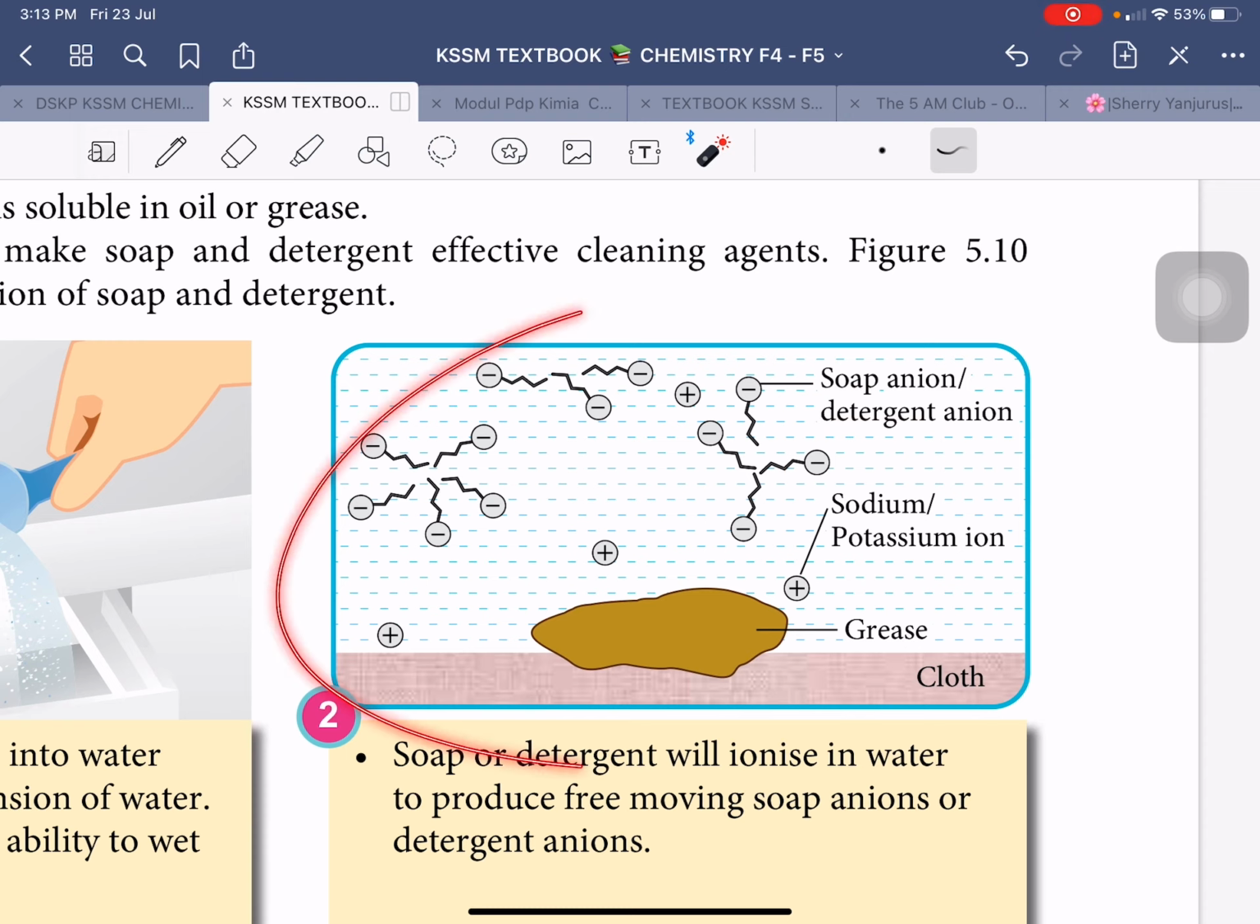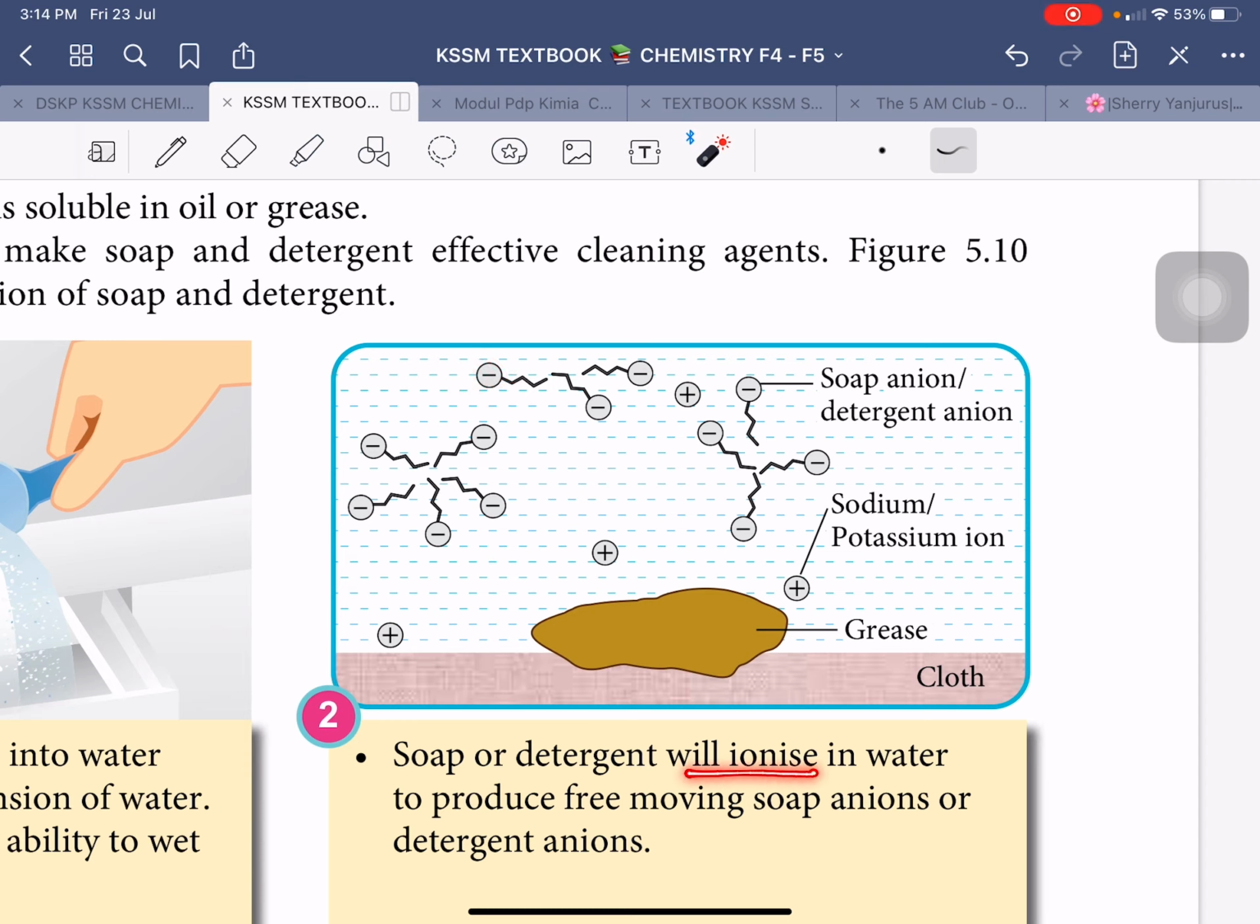So in this second picture, you can see ada grease here. Grease means kotoran lah. Di mana itu kotoran? Di baju. Here, your cloth. So the grease is on the cloth. So how to clean it? Kan kamu letak sabun just now. You already add sabun inside kan? So when you add sabun inside, you will have soap and ion. Tu, soap and ion. Dia akan ionize in water lah.